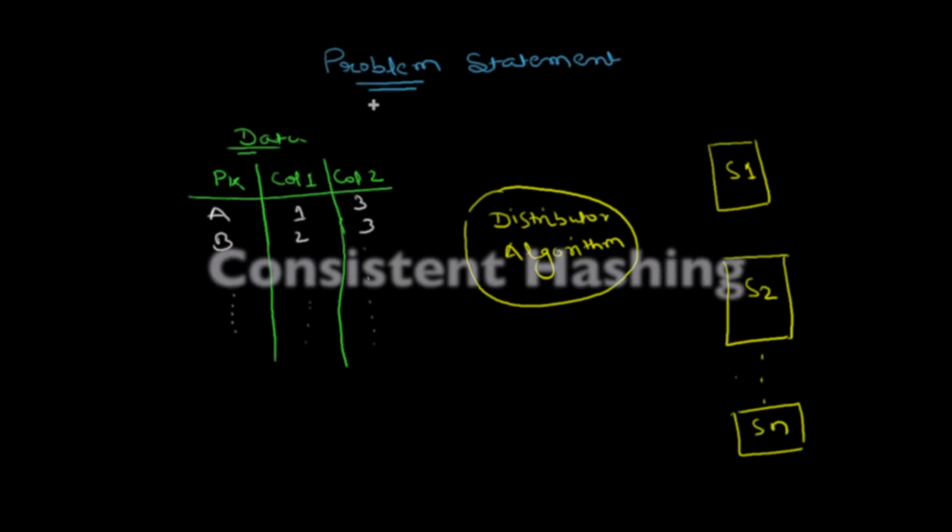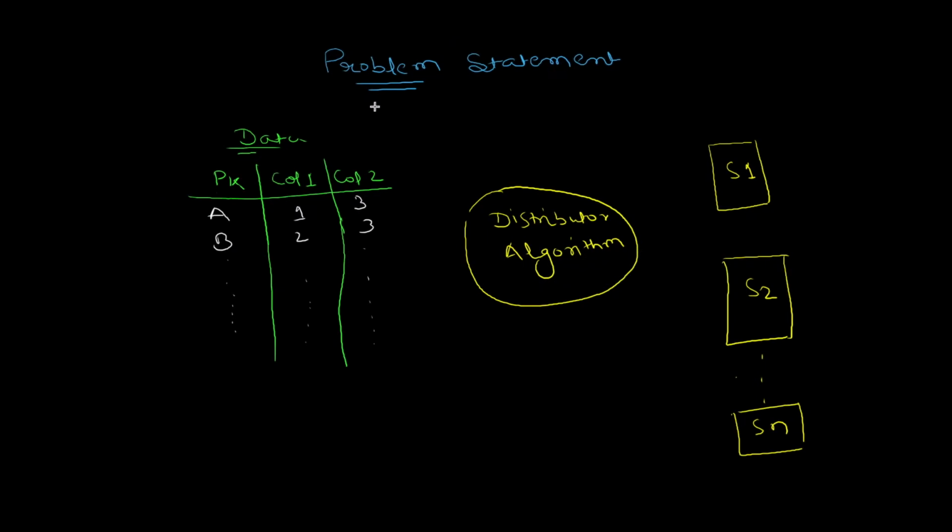Welcome back. In this video, we will look into consistent hashing. Consistent hashing comes into the picture whenever we need to distribute a workload over a distributed system. This workload could be either data or requests. If it is data, in computer science we call it a data partitioning problem. So let's look at the problem statement.